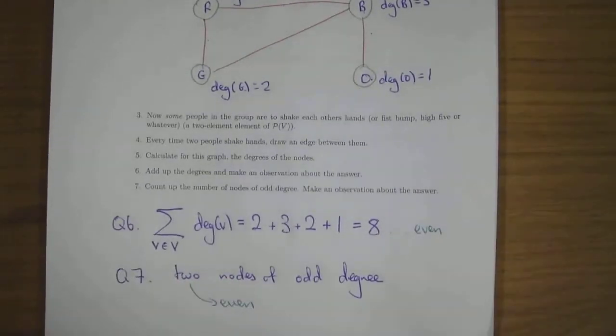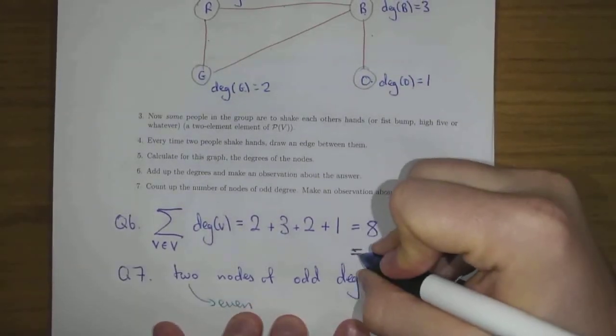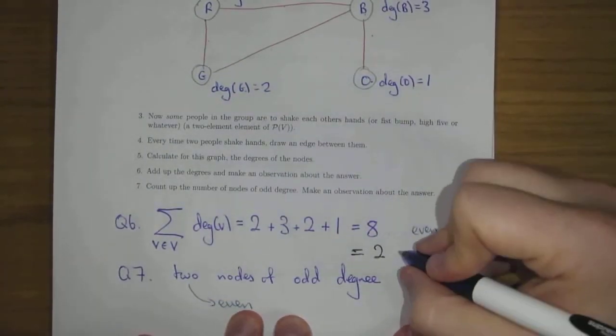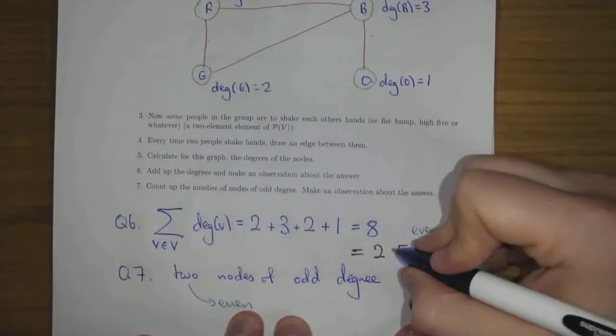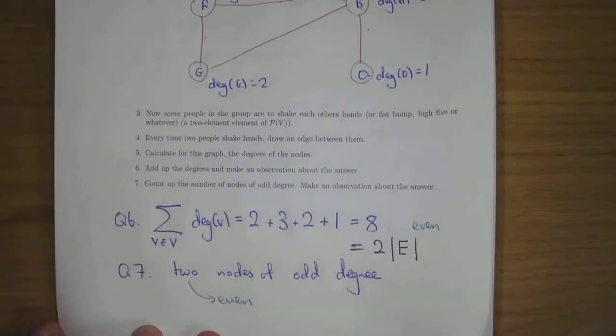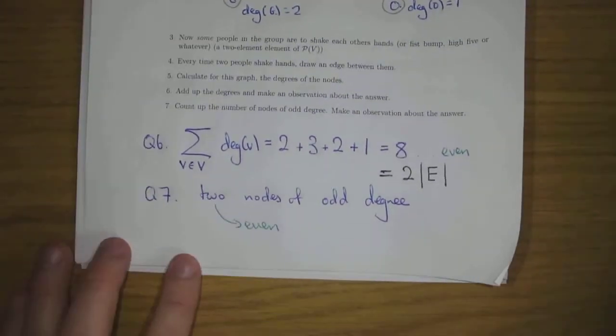So what that means is if you add up the degrees, you get twice the number of edges. So the sum of the degrees is equal to twice the number of edges. Well, the edges is a set, and if I put bars around it, it says the number. So adding up the degrees is twice the number of edges. That has to be even. And then the other one is a bit weirder. I'll let you think about it.